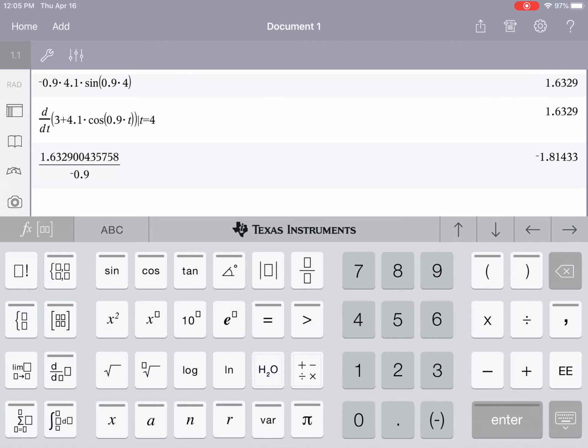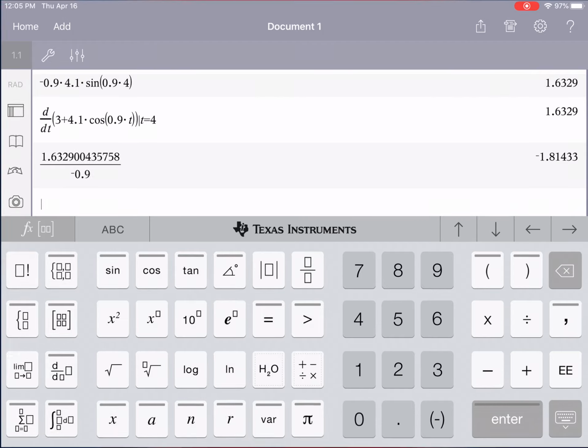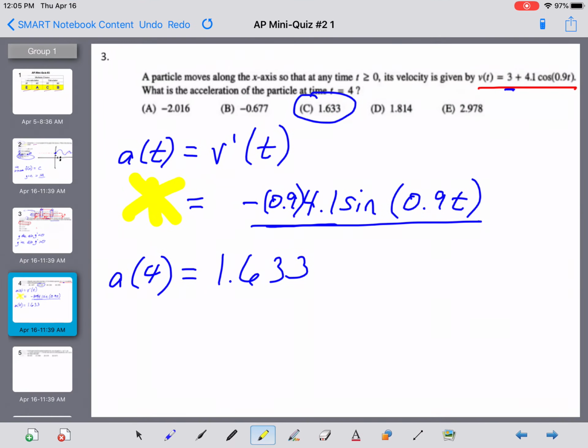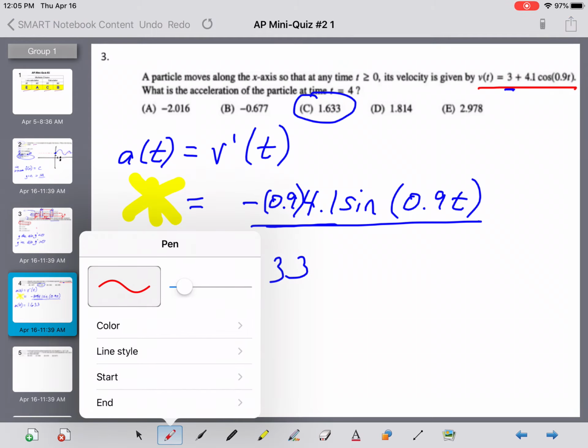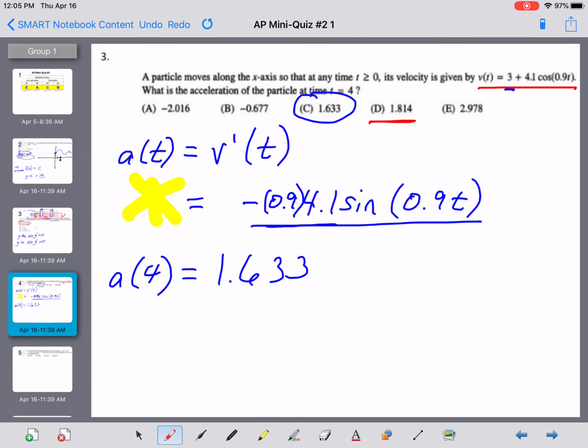I'd be willing to guess that that negative 1.814 is one of the wrong choices right here. Oh no, it was just the positive one. Oh, I shouldn't have divided by the negative. I see why that's the case. That negative would have been there regardless. So anyway, D would have been a fairly common wrong answer, I would have thought, in this problem right here, but the correct answer is C.